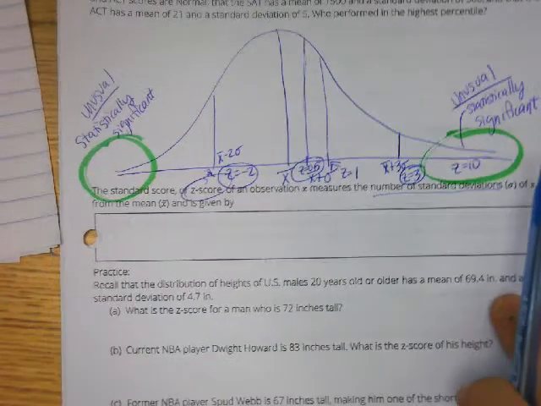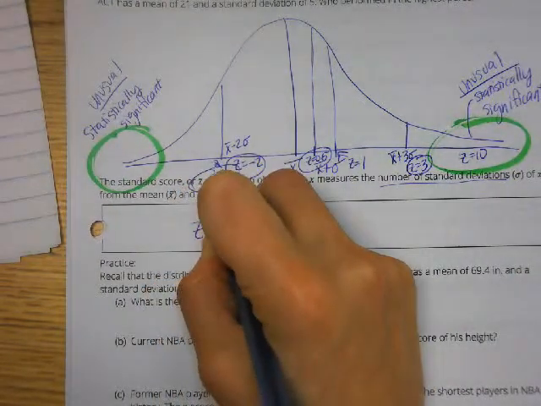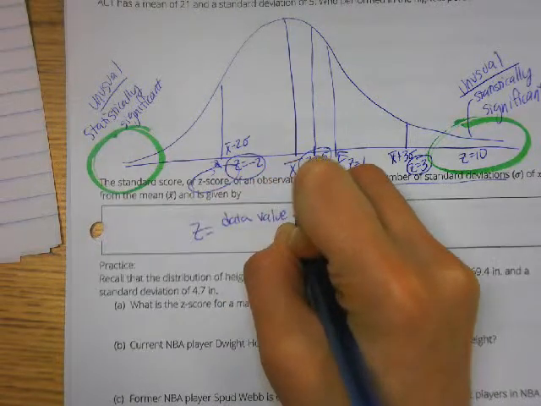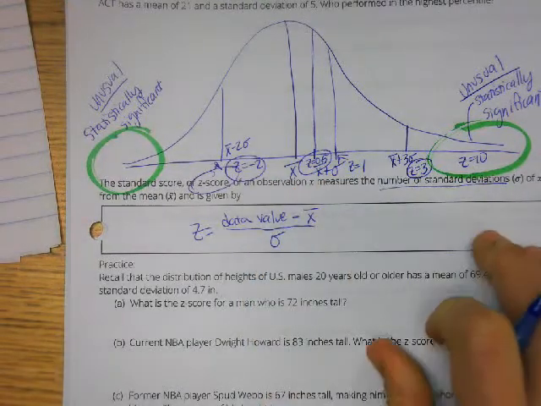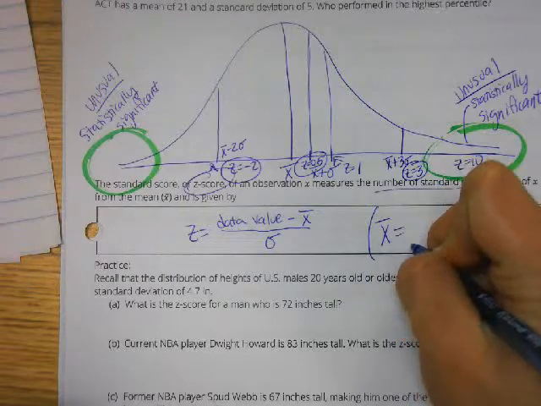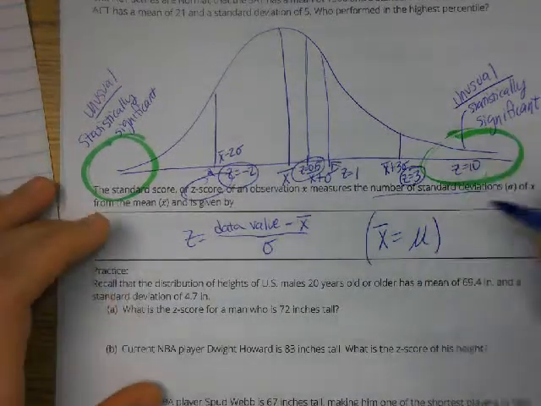Okay, so the formula for the z-score is data value minus your mean divided by standard deviation. So in your calculator, x bar, another word for x bar is mu. And we're going to use that in a little bit.